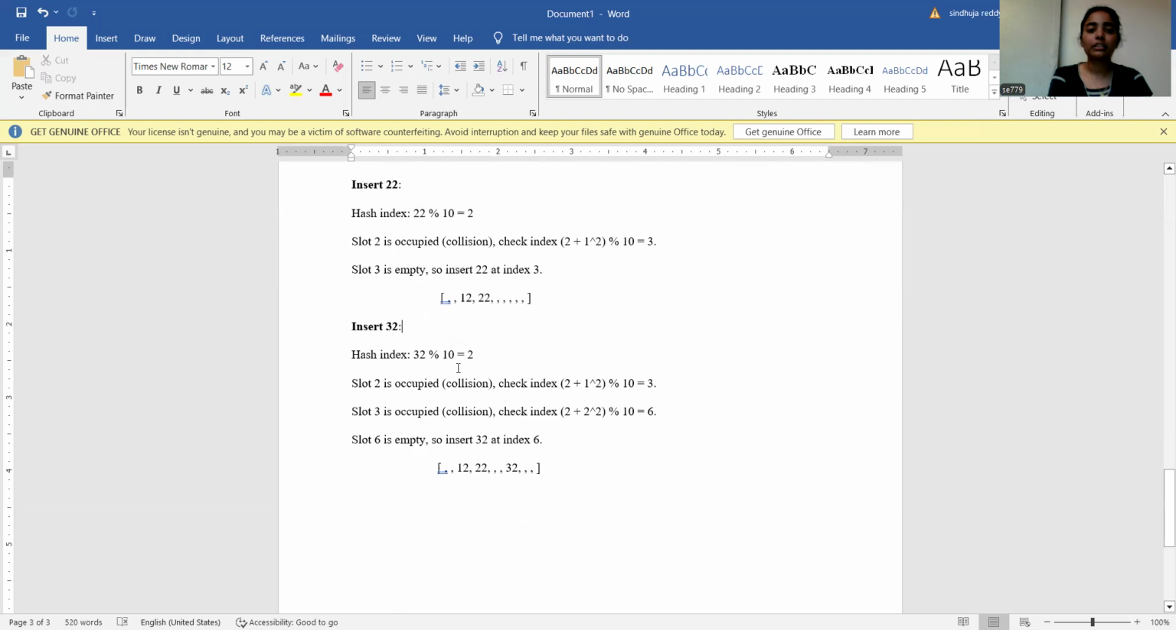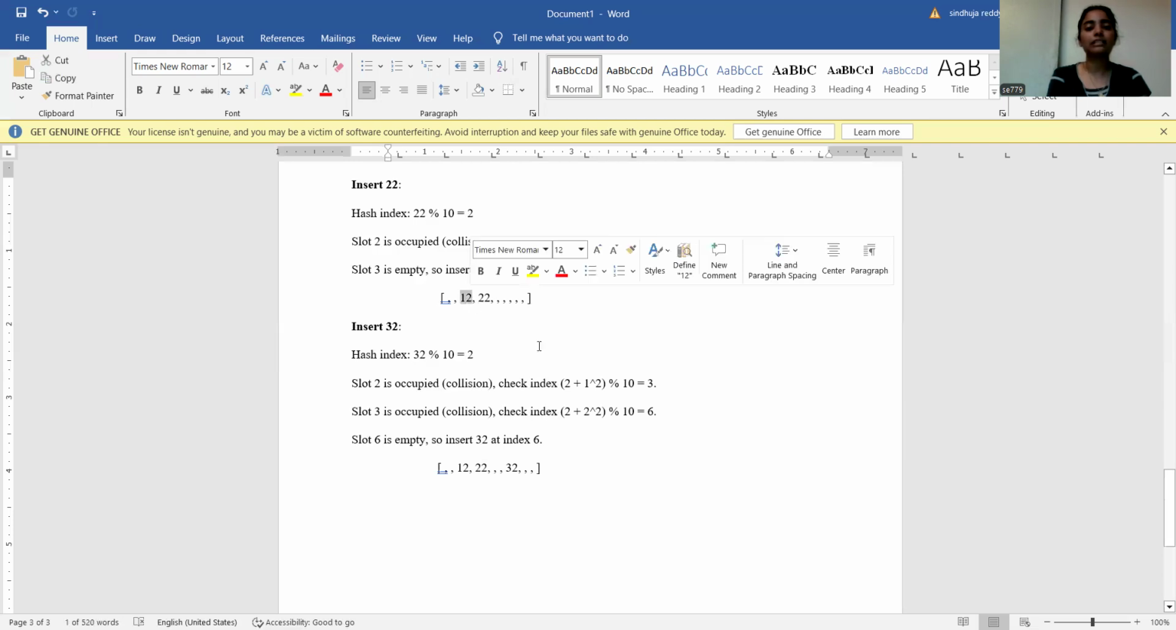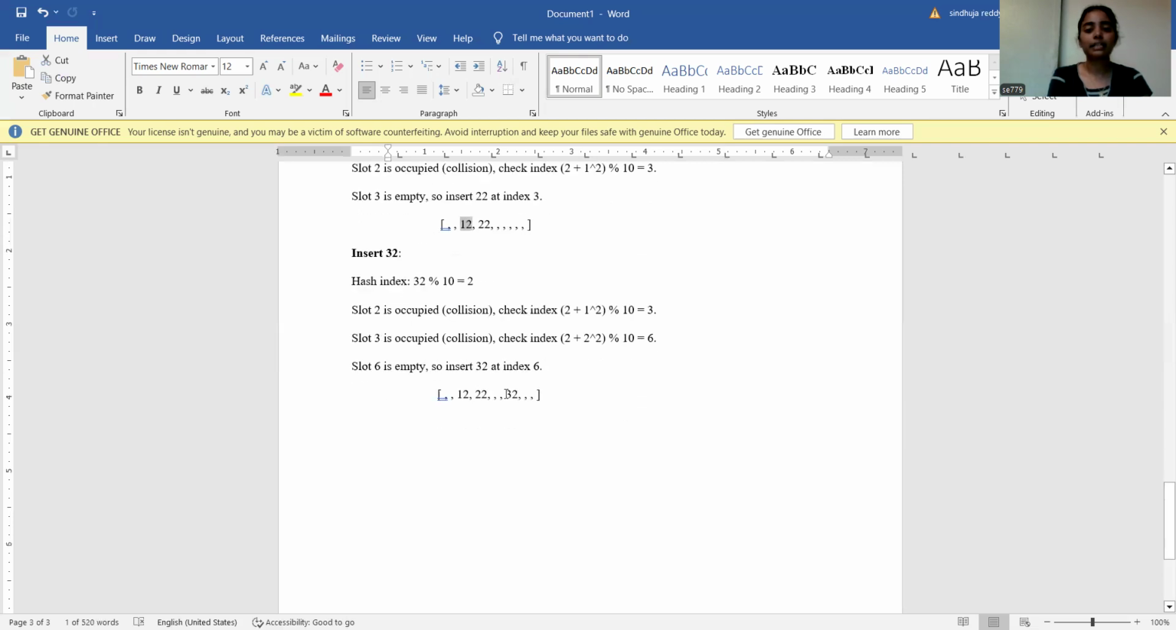When it comes to 32, it also comes to the second index. I do the same process: the index plus 1 squared comes to 3, but the third index is already occupied. So next I do 2 squared: 2 plus 4 gives 6. So I place 32 in the sixth place. That is what quadratic probing is.